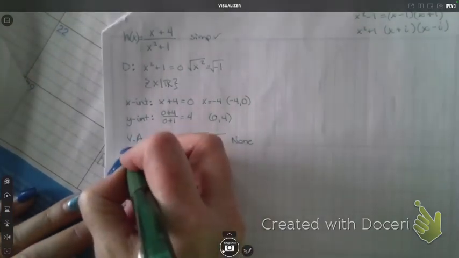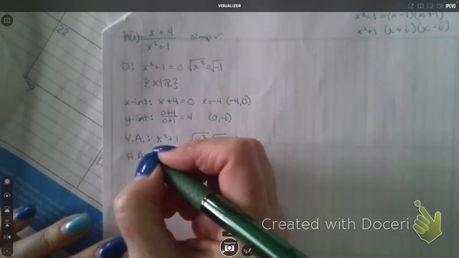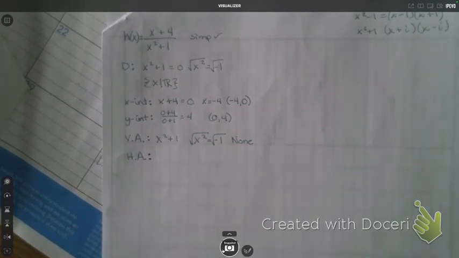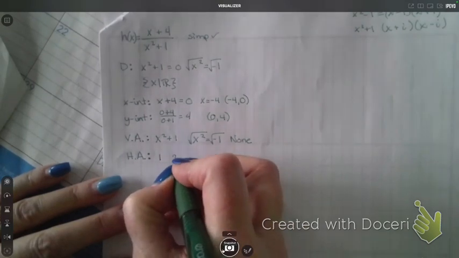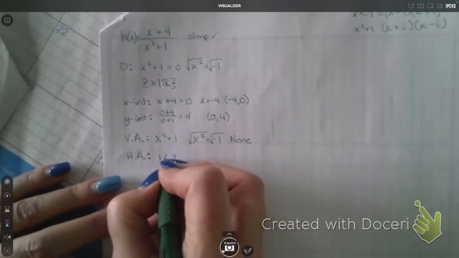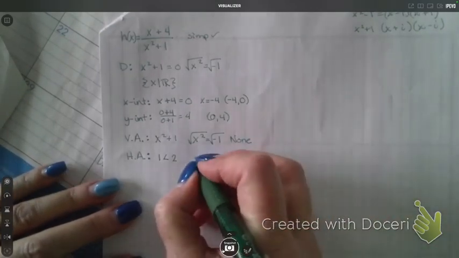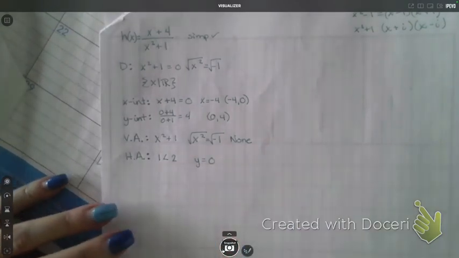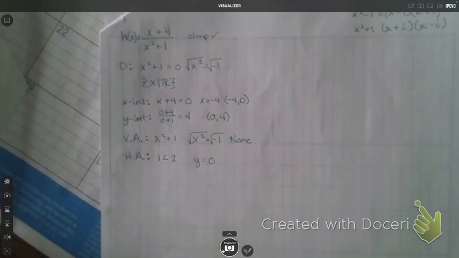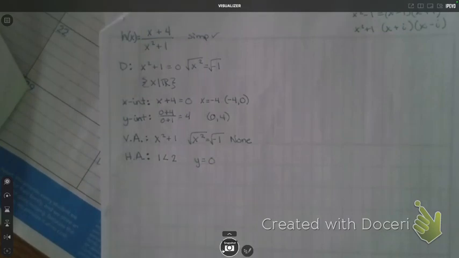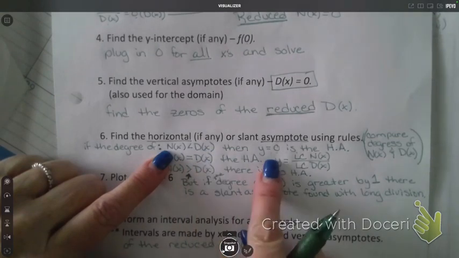Horizontal asymptote. How do I find that? Compare what two things? Degrees. What's the degree of the numerator? 1. What's the degree of the denominator? 2. So 1 is less than 2. So what is the horizontal asymptote? y equals 0. Your first rule says if the degree of the numerator is less than the degree of the denominator, the horizontal asymptote is y equals 0.